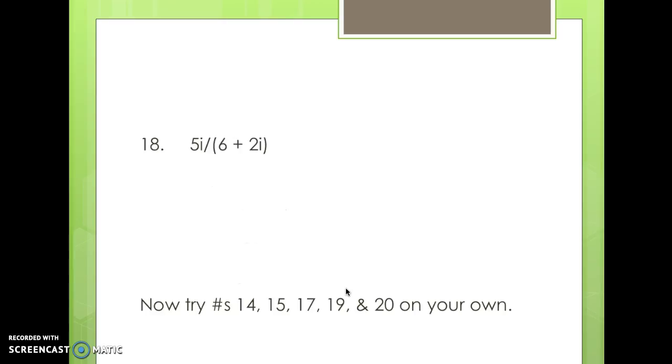Okay, now we have number 18. We have 5i divided by a conjugate of 6 plus 2i. So, according to our notes, we have to multiply top and bottom, or numerator and denominator, by the conjugate. So, we take 5i times 6 minus 2i for the numerator, and 6 plus 2i times 6 minus 2i for the denominator.